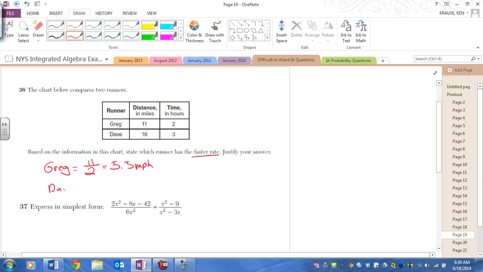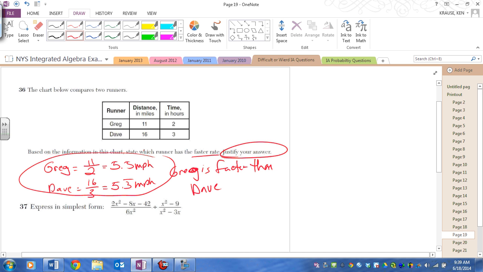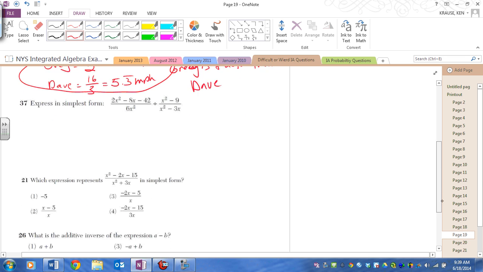And Dave is 16 divided by 3, so this is 5.3 repeating miles per hour. And so Greg is faster than Dave. This says justify your answer. Well, the justification is right here. This is your math. You couldn't just say Dave's faster or Greg's faster. You actually have to do a little bit of math. That's why it's called math class.